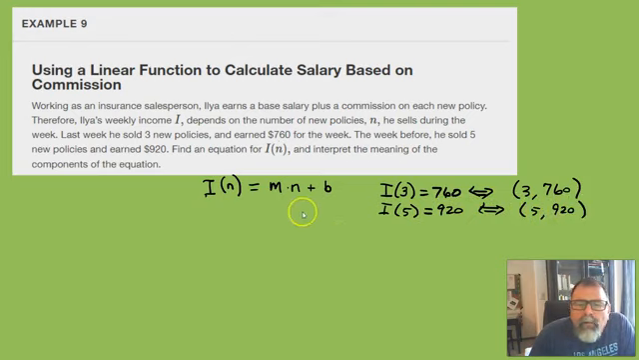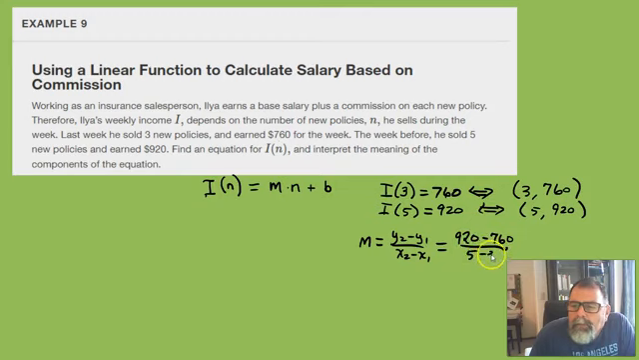So now we have to figure out the slope, which is basically the commission per policy. If we do m is y2 minus y1 over x2 minus x1, we get 920 minus 760 over 5 minus 3, which equals, let's see, 160 over 2, which is $80 per policy.